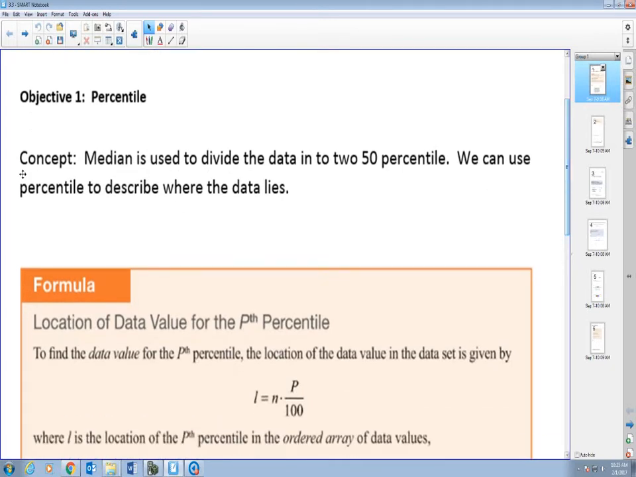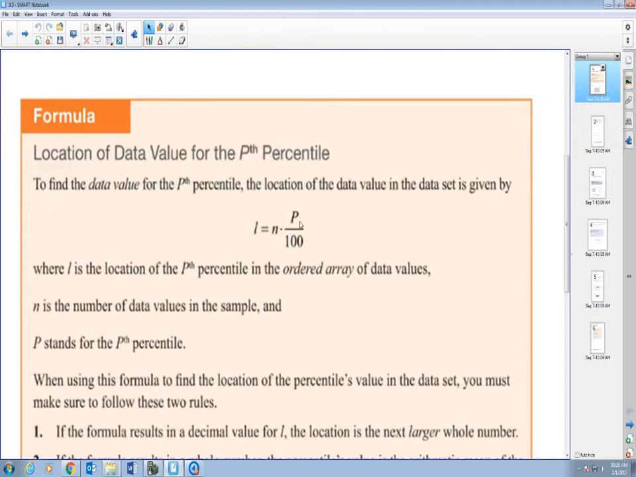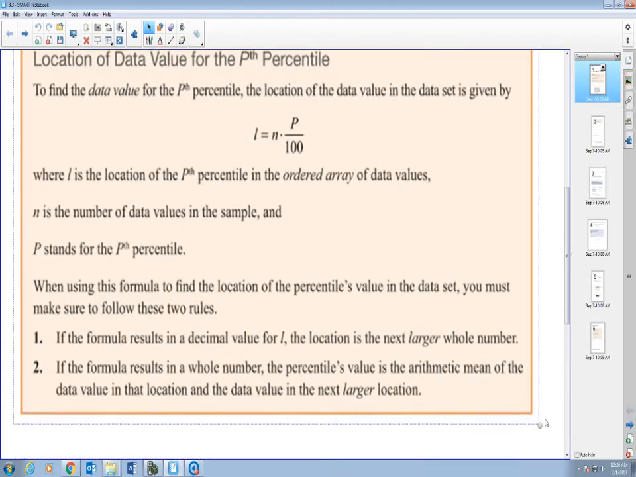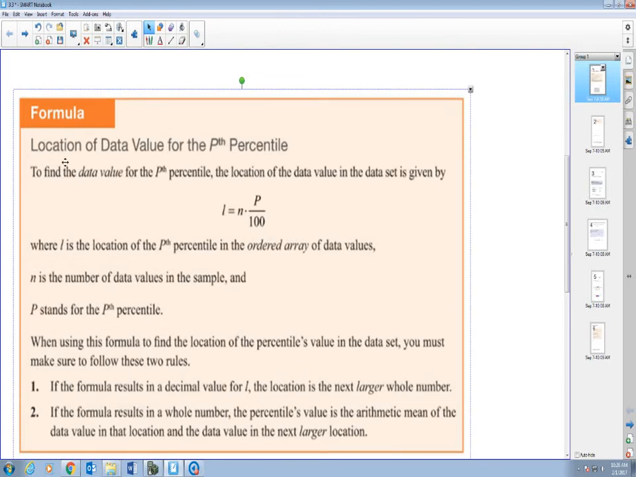So what we can do is use percentile. The idea of a percentile is to describe where the data is actually located. For one individual data value, where does it locate in your whole entire data? So the formula from the textbook describes how to find the location of a data value. The lowercase L here is the location. So all we do is take the number of samples times the percentile, the percentile divided by 100.